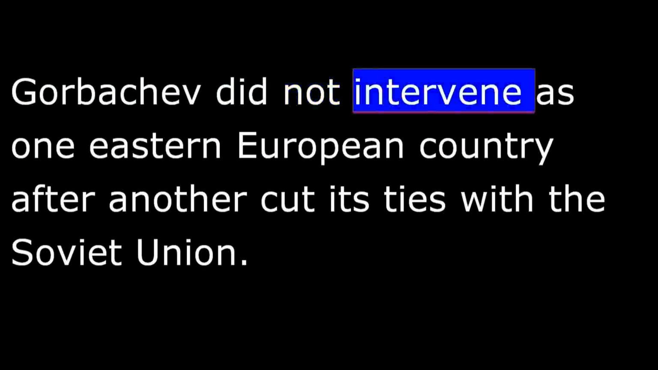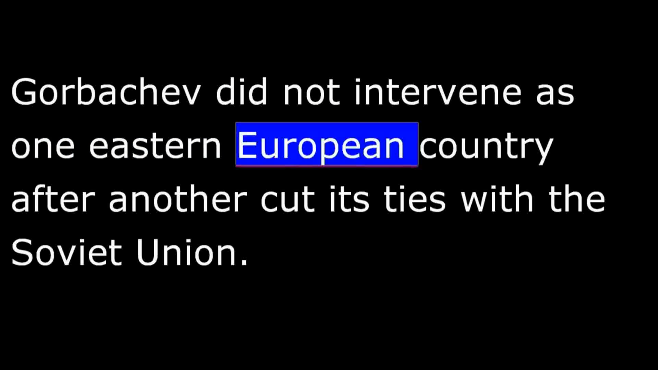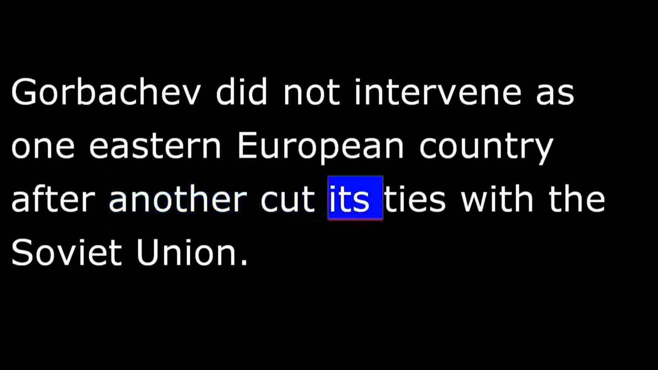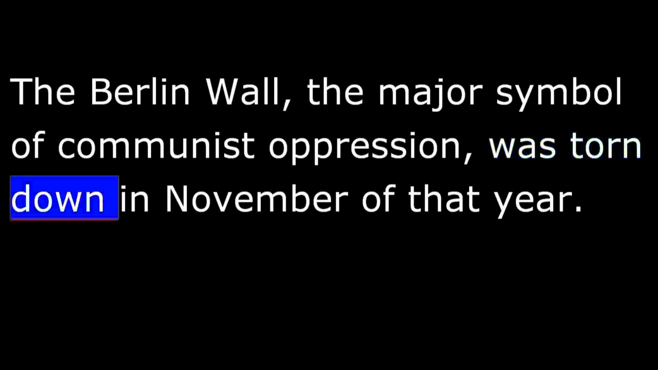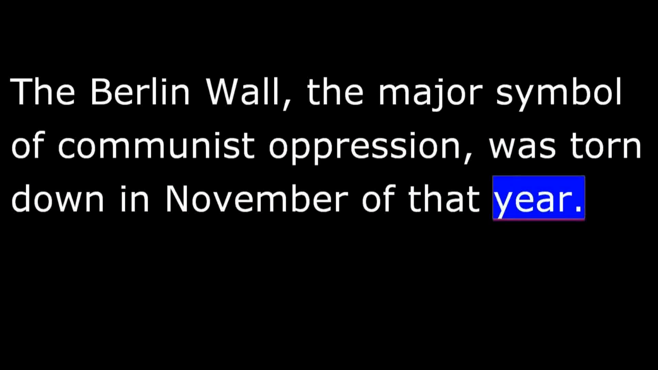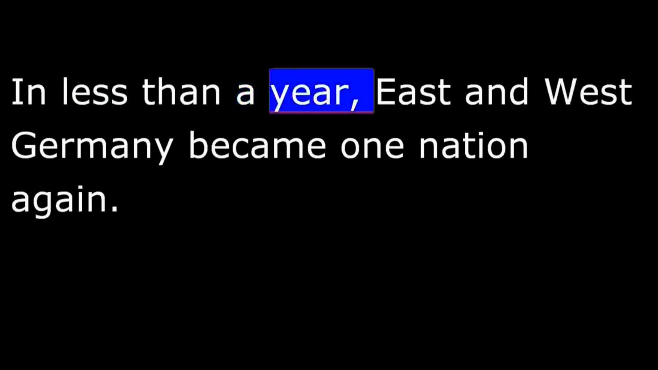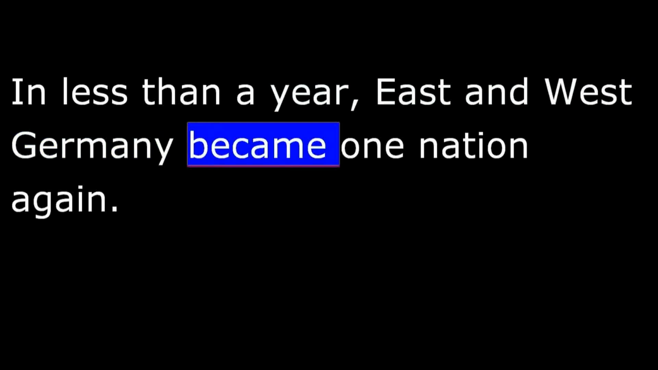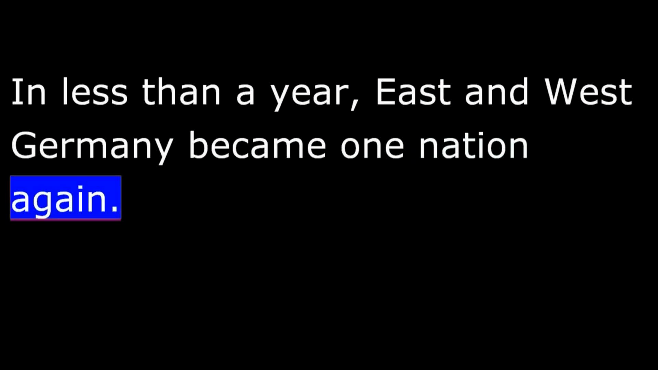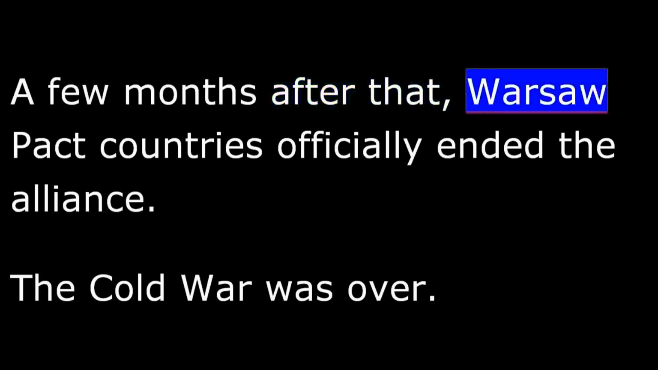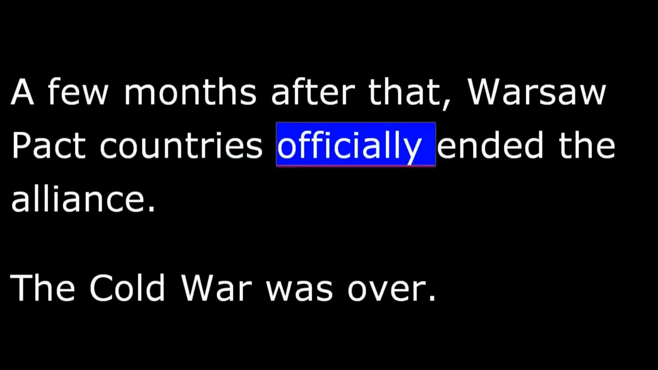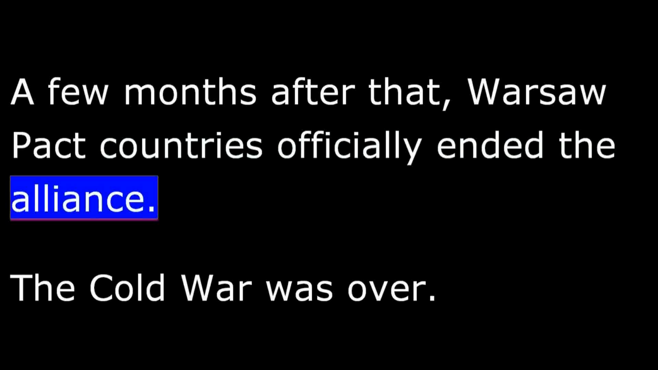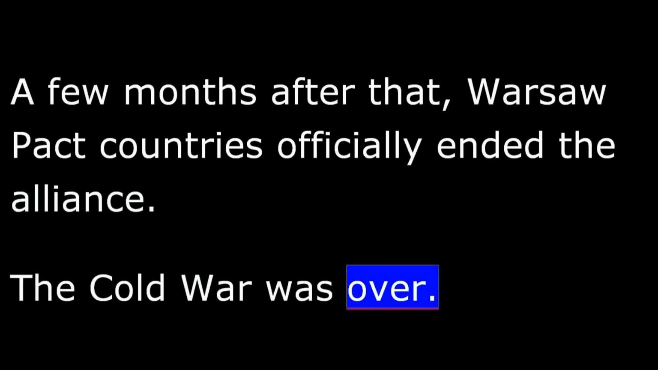Gorbachev did not intervene as one Eastern European country after another cut its ties with the Soviet Union. The Berlin Wall, the major symbol of communist oppression, was torn down in November of that year. In less than a year, East and West Germany became one nation again. A few months after that, Warsaw Pact countries officially ended the alliance. The Cold War was over.